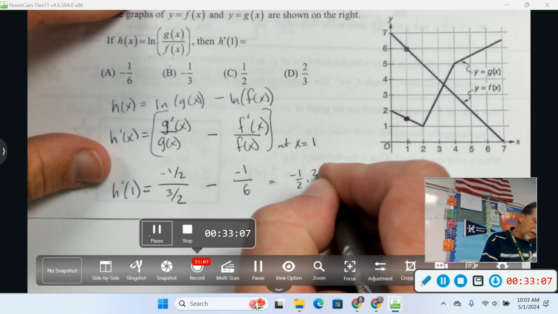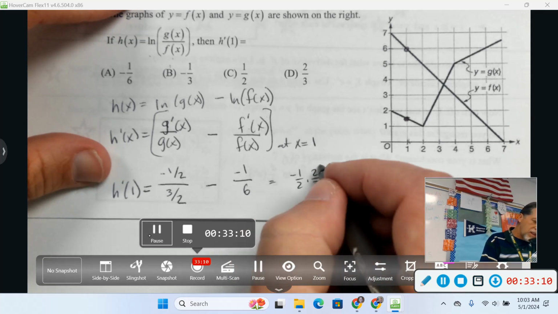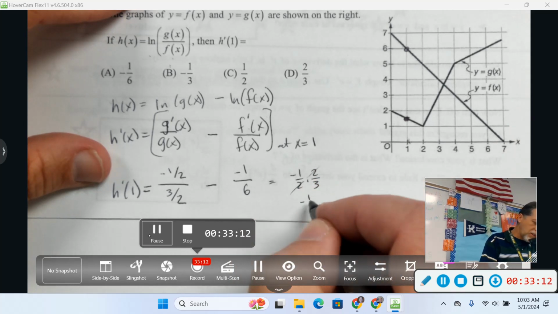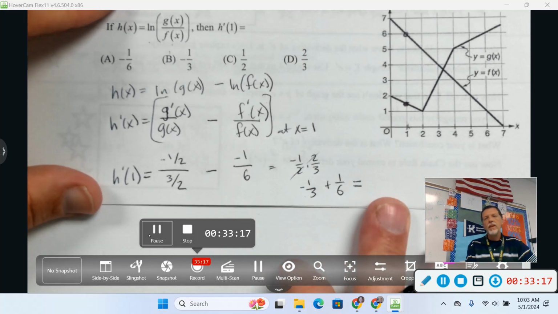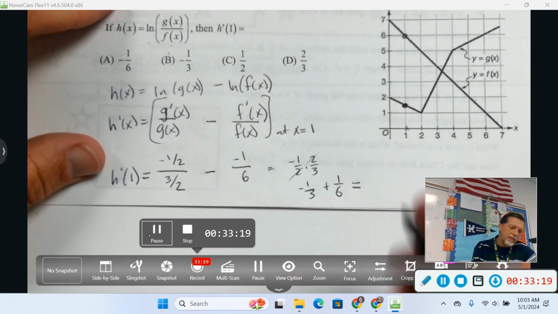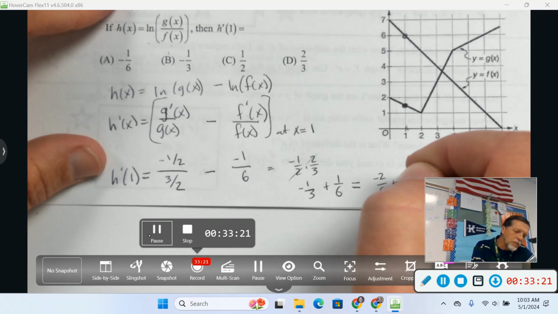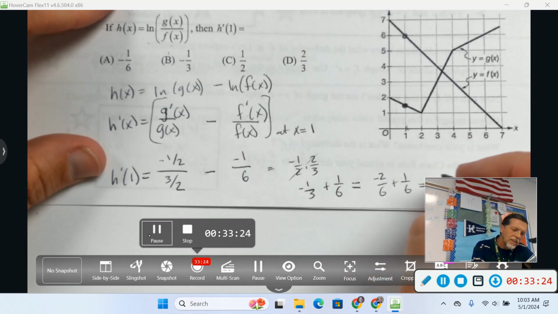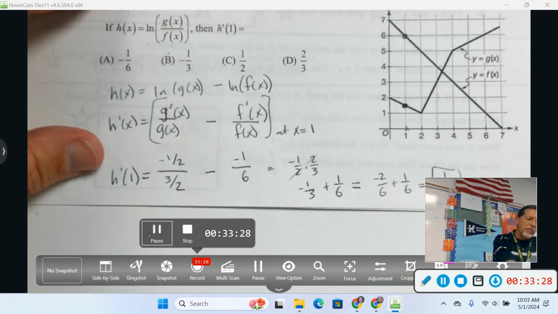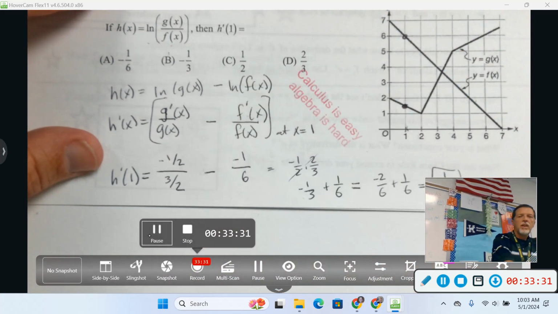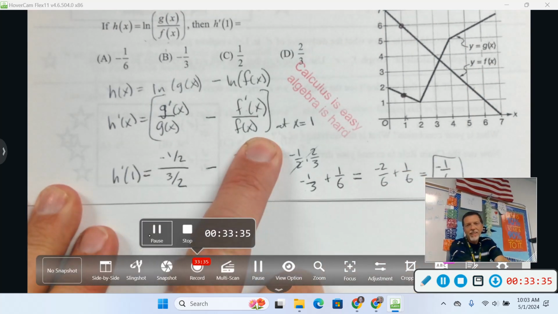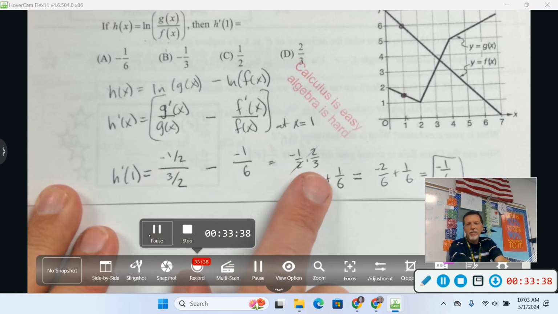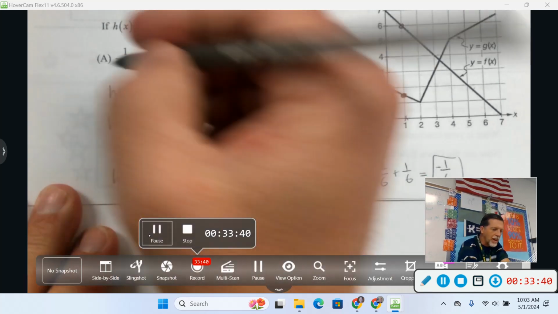Negative 1/2 times 2/3 would be negative 1/3 plus 1/6. Let's see, so that is negative 2/6 plus 1/6 equals negative 1/6. That problem definitely gets the stamp, because there's going to be people who do the calculus right and then mess up the algebra from there, but we got negative 1/6.